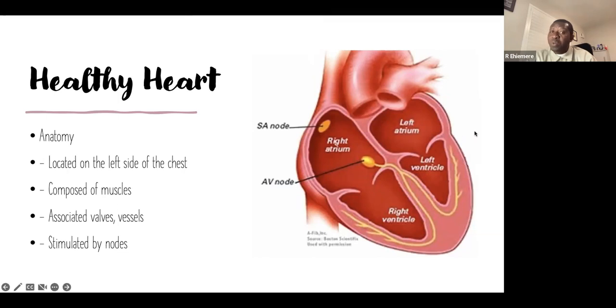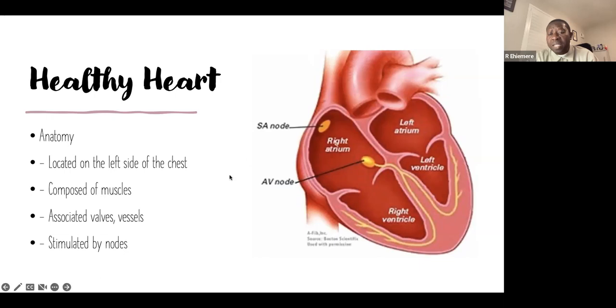For instance, this one up here called the SA node beats faster than the AV node. Now, sometimes when people start getting older, as much as we're talking about a healthy heart and healthy bone, just small nuances, you could see that some of these nodes can be diseased, and then the person can have what we call an irregular beating of the heart, or an arrhythmia.